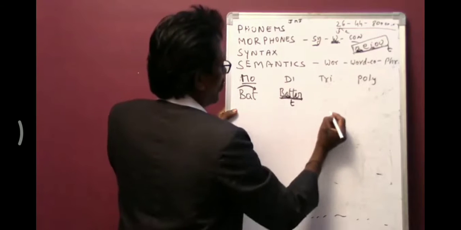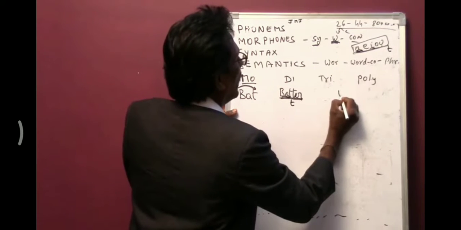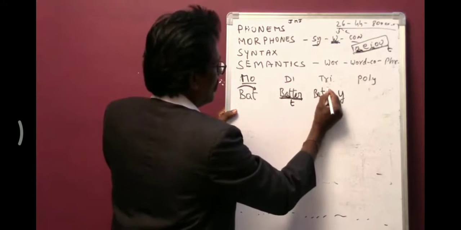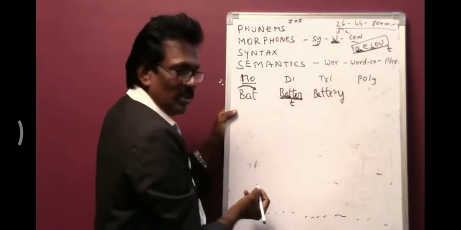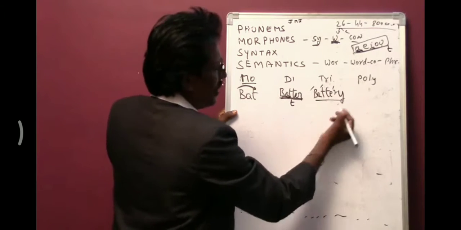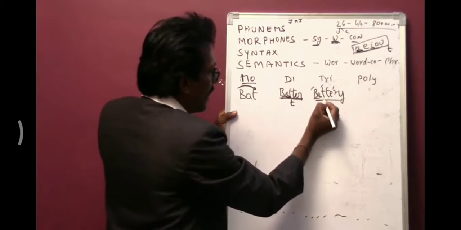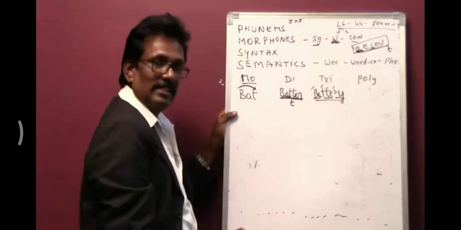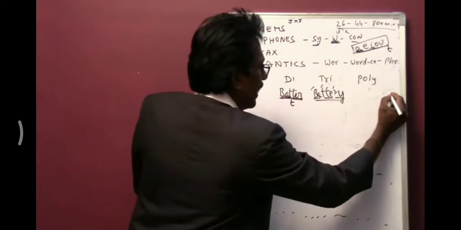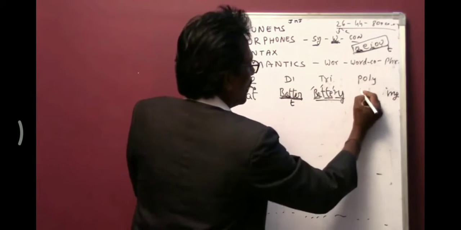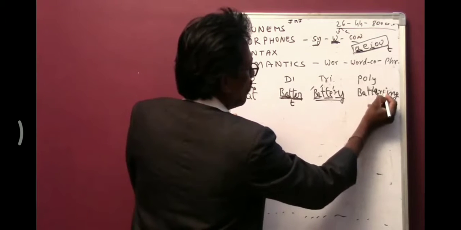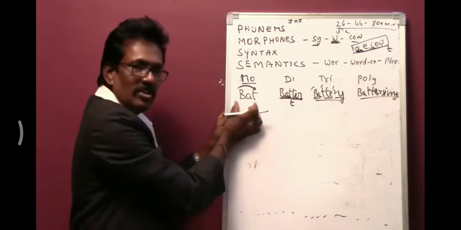Now a trisyllabic word. If you join Y to this, B-A-T-T-E-R-Y, battery. Three syllables have come. This is a trisyllabic word. And if you join ing to this word, it will become B-A-T-T-E-R-I-N-G, battering.